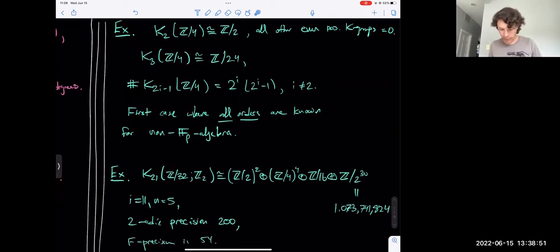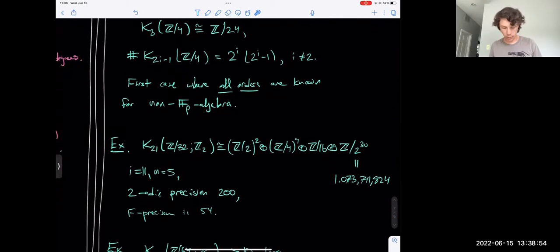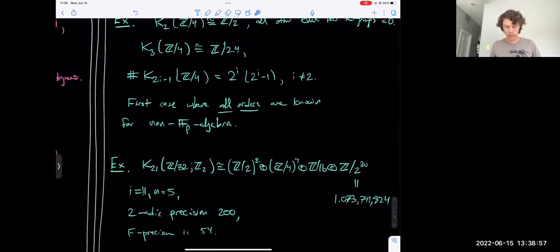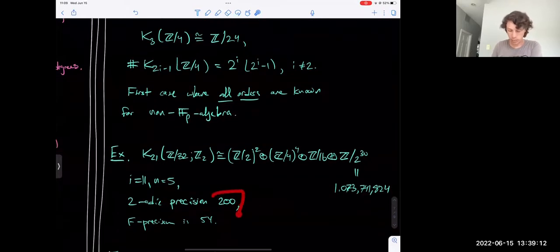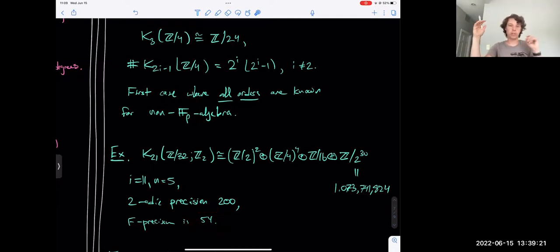And so that's somewhat striking. Just to give a sense of how the algorithm is running, I have a couple other examples here. If you want to compute something pretty high, like K21 of Z mod 32, which turns out to have this enormous summand in it, Z mod 2 to the 30, then you end up with 200 digits of two-adic precision, which is really a lot. You're computing with power series in several variables, which I'll explain in a bit, and you have to keep track of those variables up to 54th powers. So it's really a huge calculation. But this one is doable.